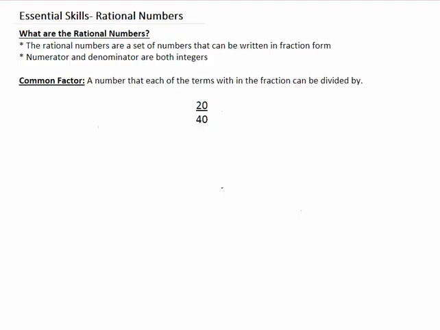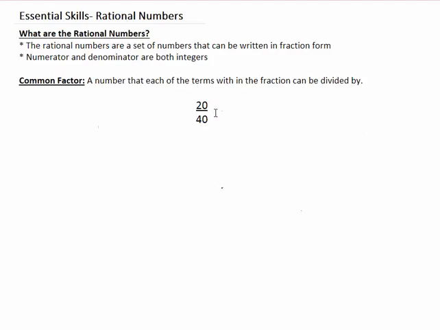The first thing you always want to look for when you're dealing with rational numbers are common factors. A common factor is a number that each the numerator and the denominator, every term in the numerator and denominator, can be divided by. So think of it as something that you can use to simplify your entire fraction.